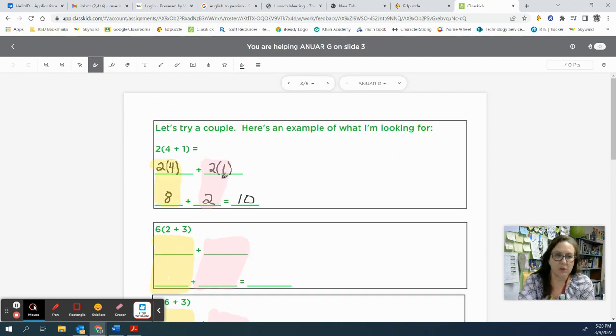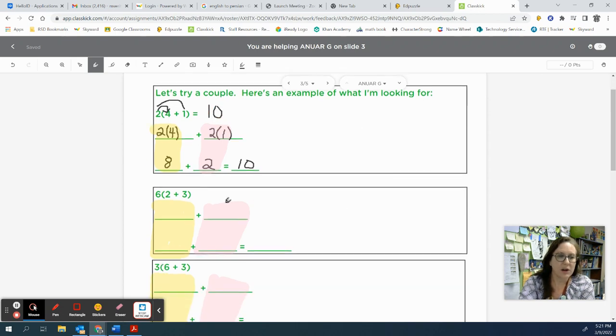So here's what we're looking for. I've got two groups of 4 plus 1. So on the first line, I'm going to take 2 times 4 and put it down here. And then on the second line, I'm going to put adding 2 times 1. So it becomes 2 times 4 is 8, 2 times 1 is 2, 8 plus 2 is 10. So the answer here is 10. Okay, go ahead and pause the video and do the next one.